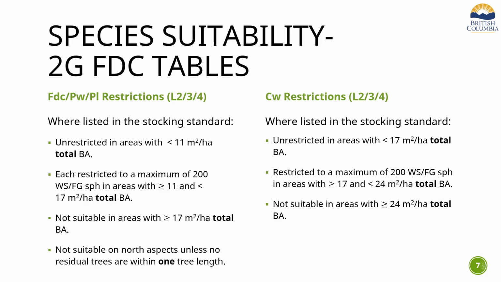So you could take 200 stems per hectare fir, 200 stems per hectare pine. Then at or above 17 meters squared, you can't take fir or pine as well-spaced or free-growing trees. Similarly, at any basal area level, if you're on a north aspect and within one tree length of a residual layer 1 tree, you can't take fir or pine as well-spaced or free-growing.